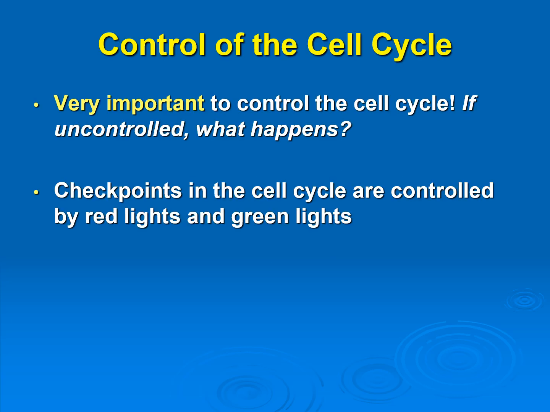It's important to be able to control the cell cycle. If it's not controlled, we can actually end up with cancer. And when we get cancerous cells, they can divide, and then we end up with a tumor somewhere in the body. And that could actually be deadly. To control the cell cycle, we do have some checkpoints, and those are controlled by what I call red lights and green lights.